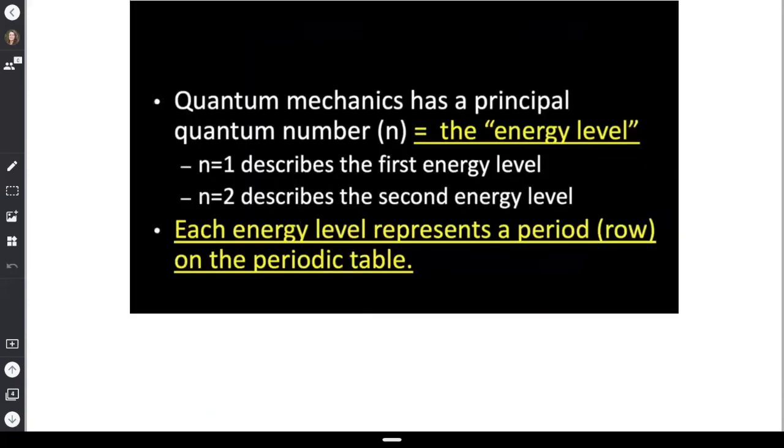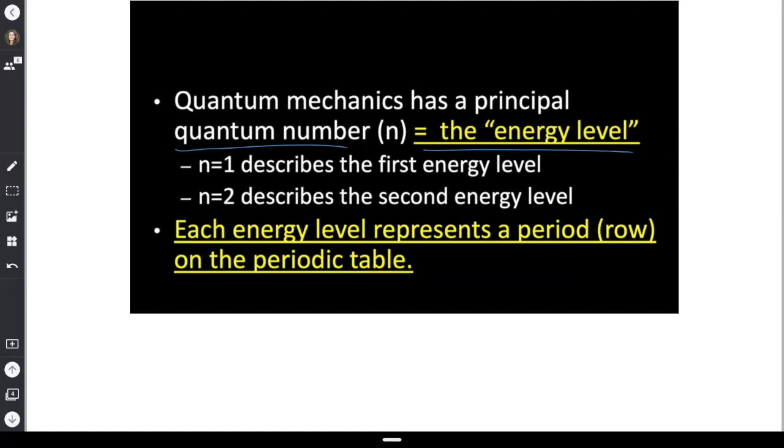So in order to do this, we look at the quantum mechanical principal quantum number. That quantum number tells us the energy level at which our electron exists, all right? Each of these energy levels matches a period or row on your periodic table. Remember, periods go left to right, like periods in sentences, which go left to right. So each energy level represents a period. For instance, quantum number 1 or n=1 describes the first energy level, n=2 describes the second, 3 the third, and so forth. So it tells you at what energy level your electrons exist.